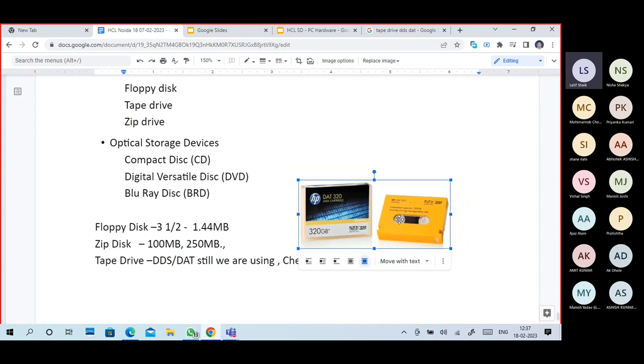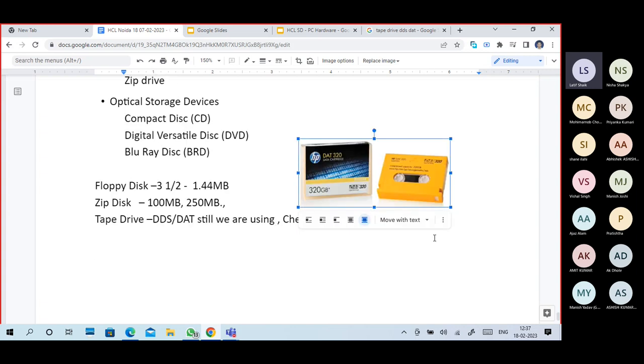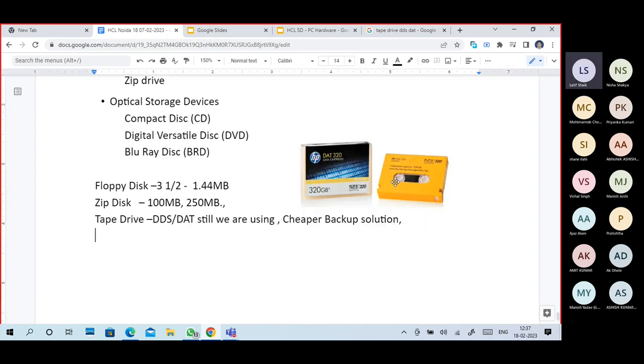And once you've done a backup, you can keep it aside also. One more use is CC camera backups. In certain organizations, they store their CC camera recordings in this only. So it is a cheaper backup.